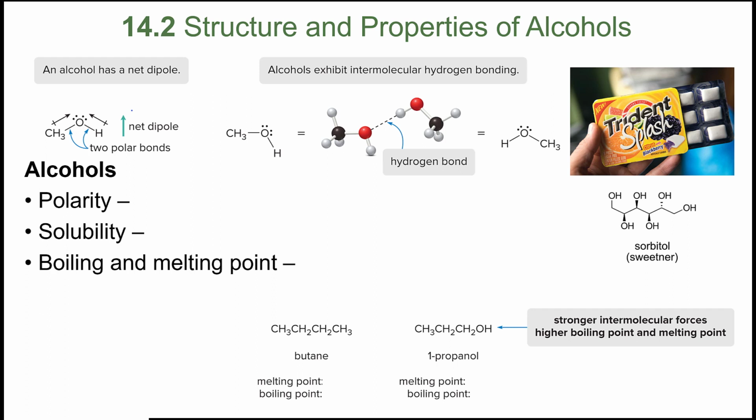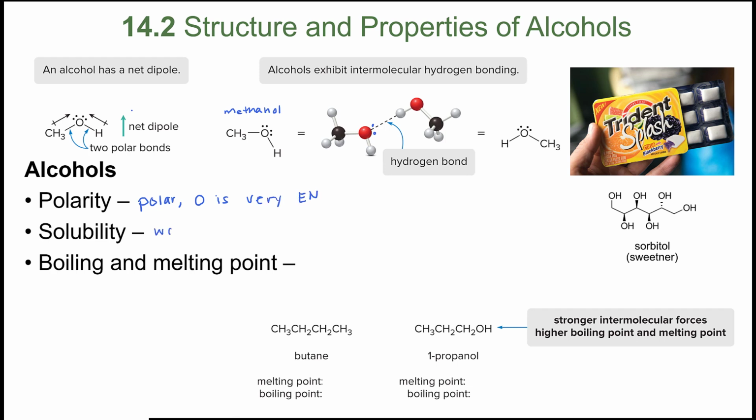So in CH3OH, this is methanol. In methanol, the oxygen lone pairs can hydrogen bond with the hydrogen on another alcohol group, and those can hydrogen bond together and so exhibit intermolecular hydrogen bonding. Alcohols are polar because oxygen is much more electronegative.